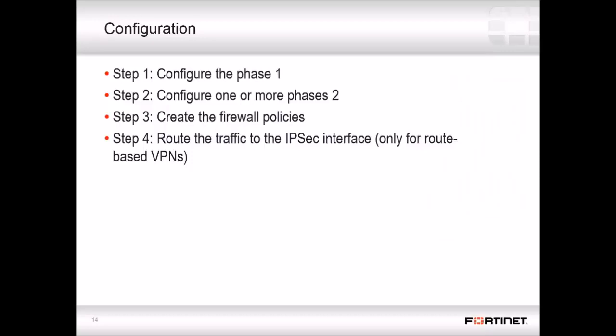Configuring an IPsec VPN on a Fortigate device involves at least 3 steps. One additional step is usually required when doing route-based VPNs. The first step is to create the Phase 1. The second step is to create one or more Phase 2s. The third step is to create the firewall policies. Finally, and only in the case of route-based VPNs, additional routing configuration is required. Let's see each step with more detail in the next slide.